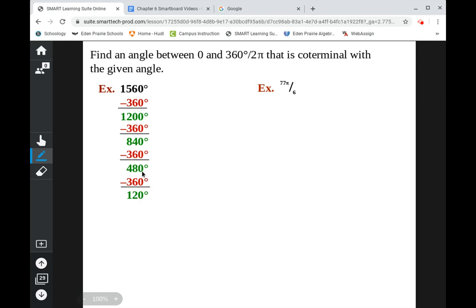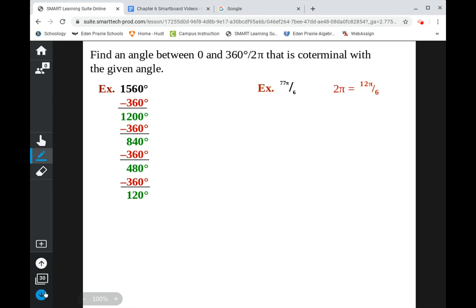Why is 480 no good? Why is 840 no good? Why is 1200 no good? Because they're not between 0 and 360. But if I keep on subtracting 360, I get to 120 degrees. That is between 0 and 360, a coterminal angle to 1,560. Don't forget to label your degrees.